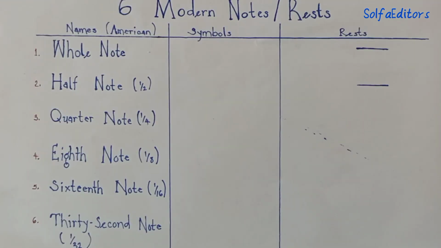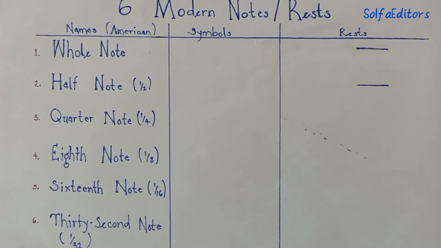On the screen, you can see the names of the 6 notes. In their order of duration, we have whole note as the longest, followed by half note, then quarter note, then eighth note, then 16th note, and the 32nd note.